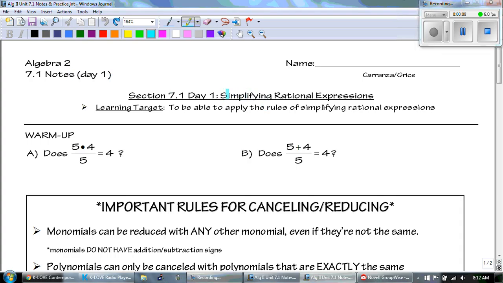Today we're going to be talking about simplifying rational expressions. Our learning target today is to be able to apply the rules of simplifying rational expressions.